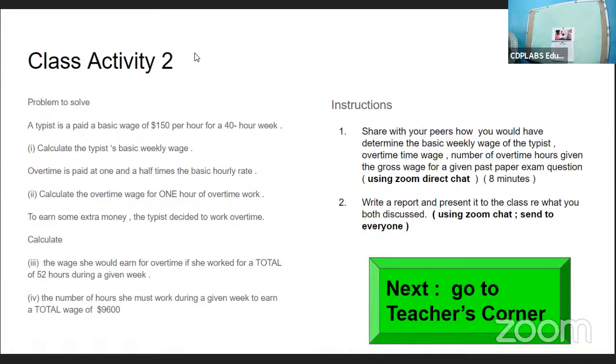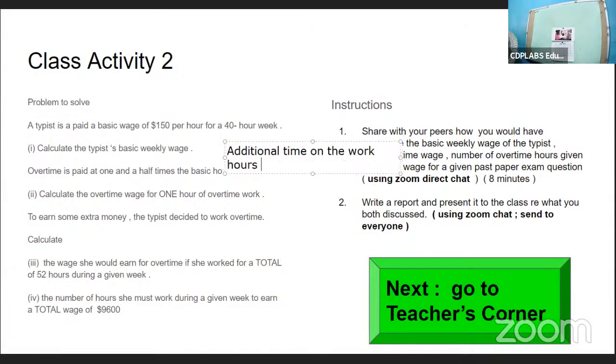Sir, additional time on your work hours. Very good, Arvil. Additional time on your work hours. So let's type that. Additional time on the work hours. I like that.